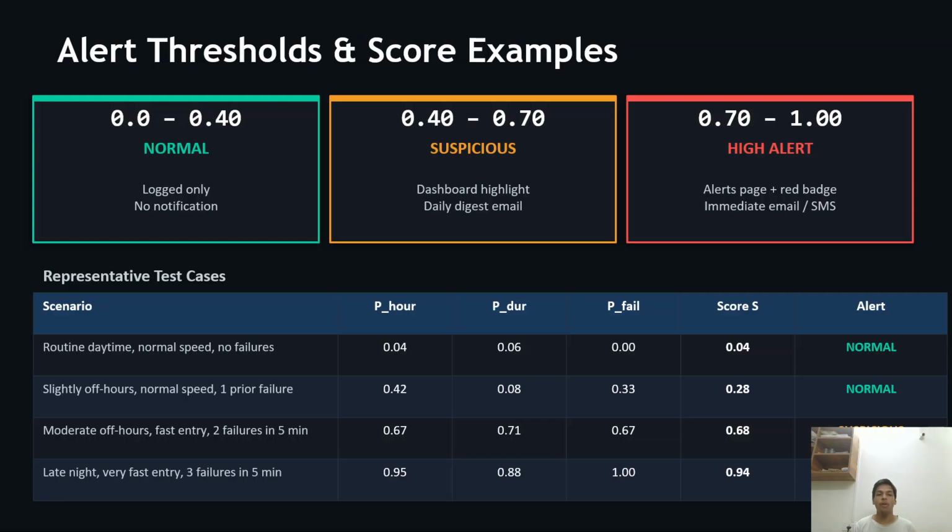Row 3. Moderate off hours, unusually fast entry, 2 failures in 5 minutes. Now we are getting P off hours of 0.67, P duration of 0.71, and P fail of 0.67. Weighted sum hits 0.68, which is suspicious. Dashboard starts highlighting this. Row 4. Late night, very fast entry, 3 failures in 5 minutes. P off hours near 1, P duration near 1, P fail at 1. Score is 0.94, extremely high alert. Immediate notification fires up. This scoring approach is notable because it doesn't need any training data or machine learning. It's purely statistical, but it starts producing useful signals from the very first event.